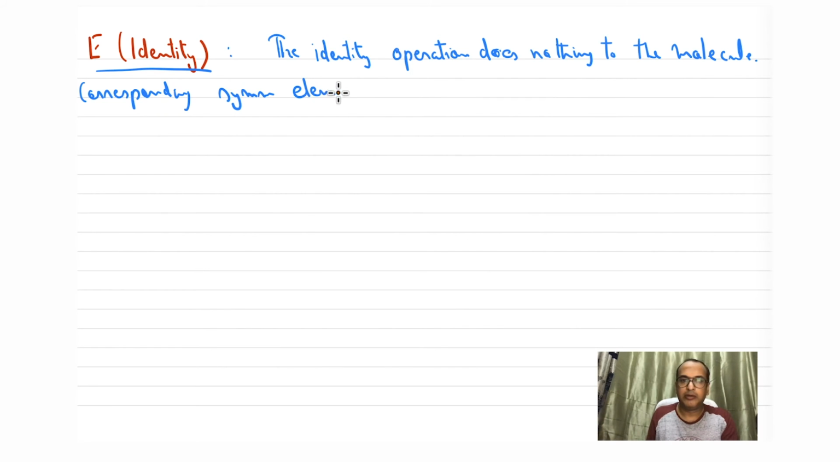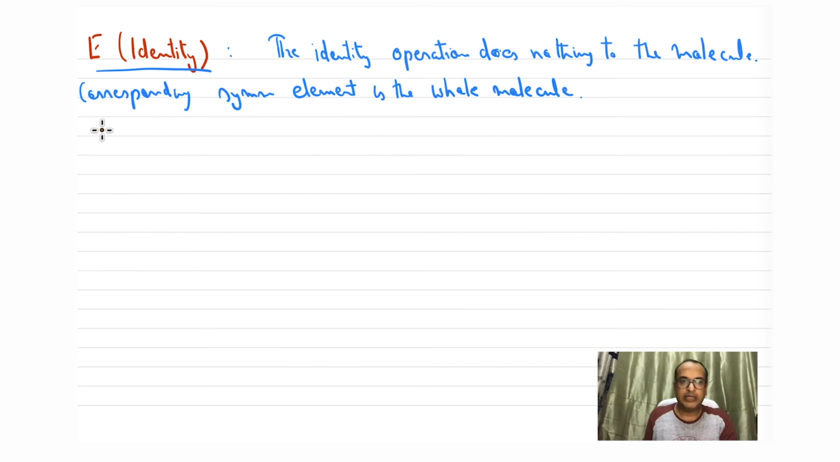So what will be the corresponding symmetry element? Remember, when we first said, the symmetry element is a set of points that remain unmoved while performing a symmetry operation. So in this case, the symmetry element is the whole molecule. The whole molecule itself is a symmetry element, because the whole molecule is not moving, right? All the points in the molecule remain at their original positions.